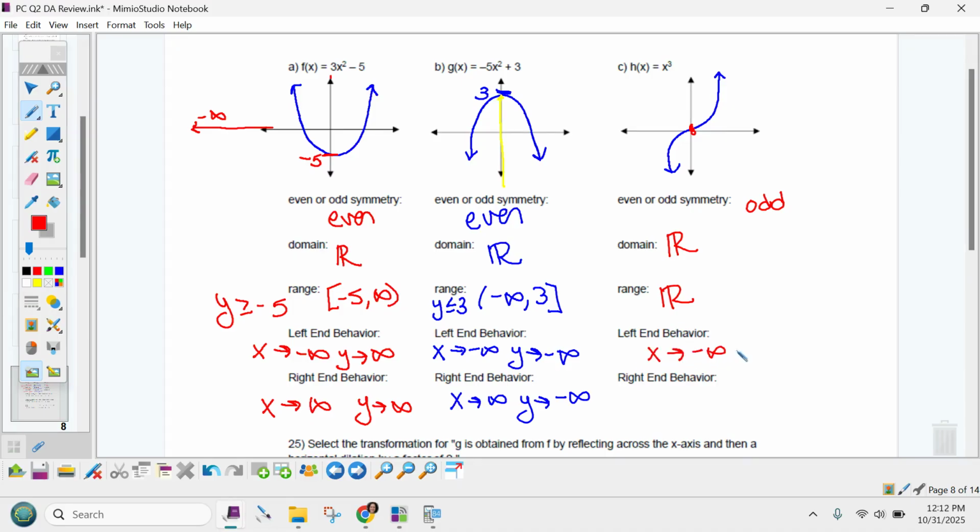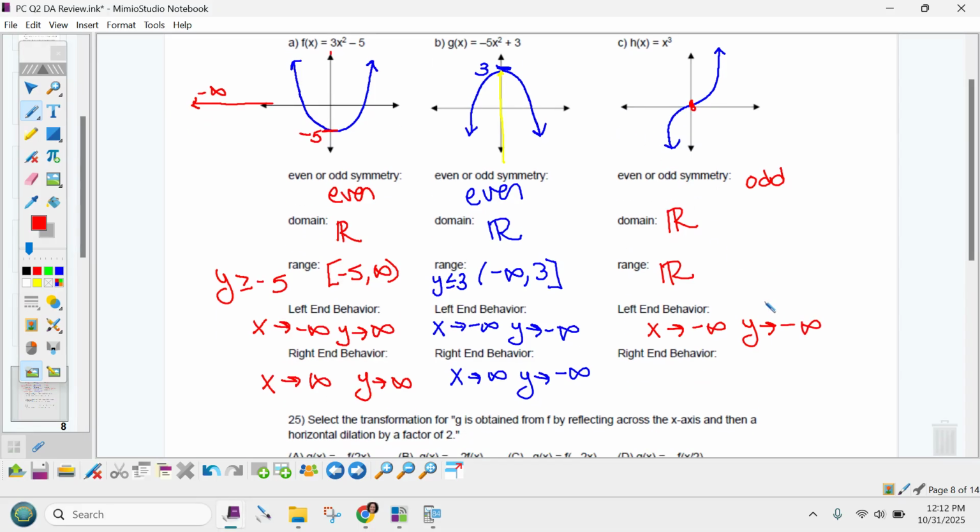Left end behavior, x goes to negative infinity, y goes to, out to the left. The y is going down to negative infinity. Right end behavior, x goes to infinity, y goes to, out to the right, the y goes up to infinity.